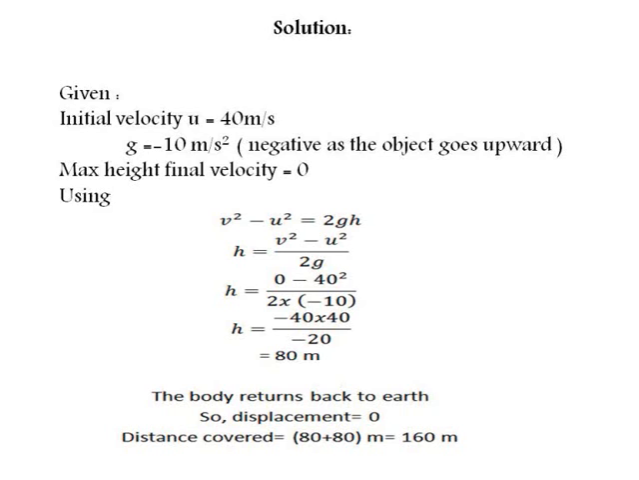Now the stone returned back to the earth. So here the initial and the final point is the same. So the net displacement will be 0. And here the total distance covered will be 80 meter plus 80 meter, and we will get 160 meter.